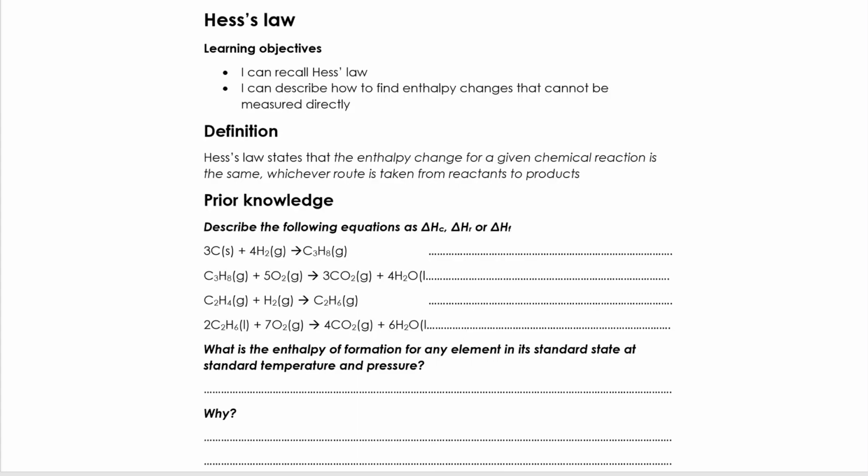So in terms of Hess's law, we need to know what it is and we need, crucially, to be able to use it. Before we actually get on to that, we've got the law here. The enthalpy change for a given chemical reaction is the same whichever route is taken from reactants to products. So we're going to build that into calculations later so we can actually see precisely what that means.